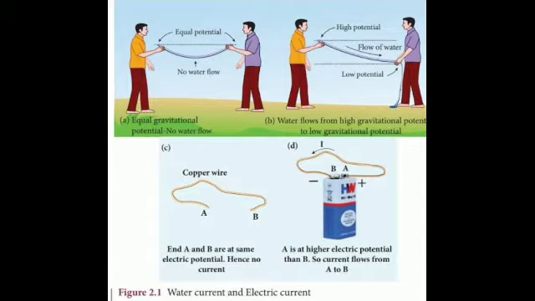In the first figure, the battery is not connected, so there is no current, same potential. In the second figure, the battery is connected, so A is at a higher electric potential than B, so current flows.